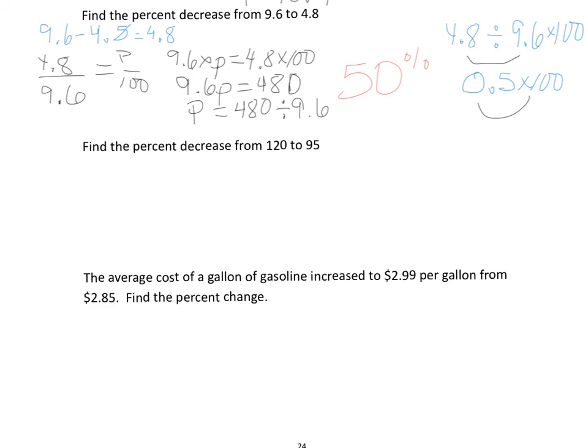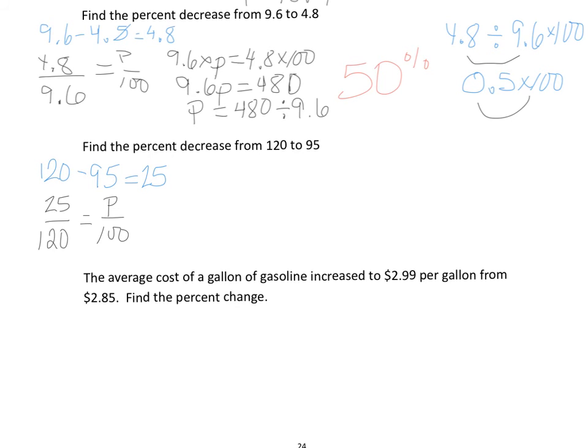The third problem, find the percent decrease from 120 to 95. Subtraction first, we know it's decreased because we started at 120 and it's going down to 95. 120 take away 95 is 25. We set up our proportions. 25 is our change, our original amount's 120. And that's going to equal the percent over 100.